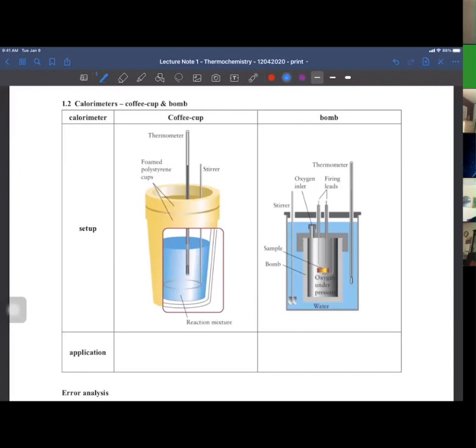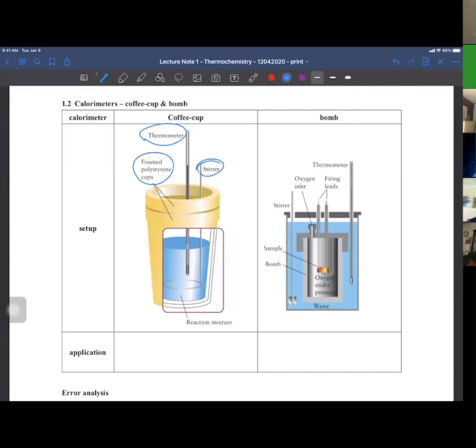So we have an inner cup, we have an outer cup. The reaction will be in the inner cup, and the outer cup is either for you to hold or just put it there for the heat insulation. And then we have a stirrer, because you need to speed up the reaction. You have a thermometer. Typically, the cups are made of polystyrene because it has a relatively good heat insulation effect.